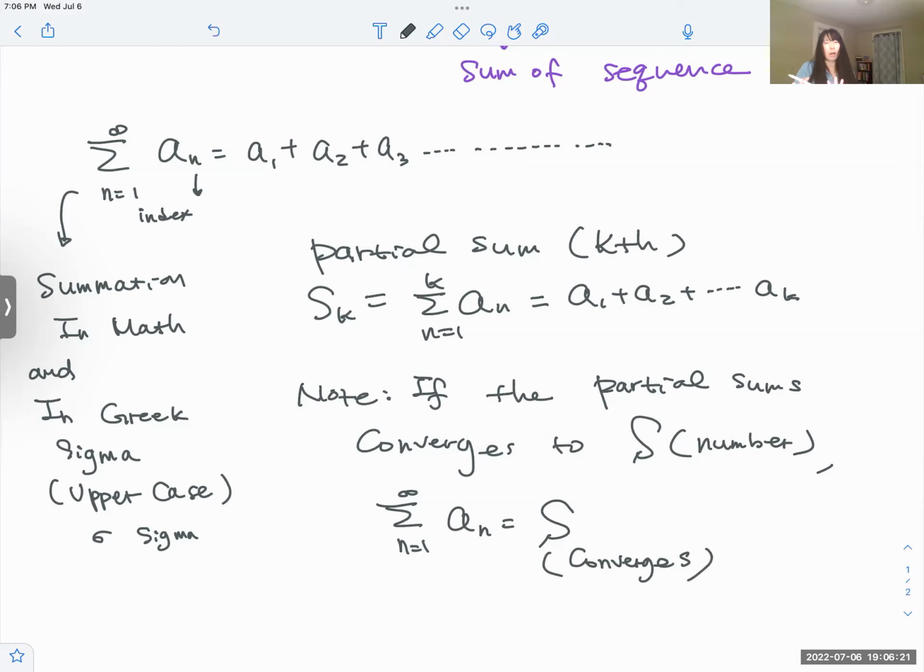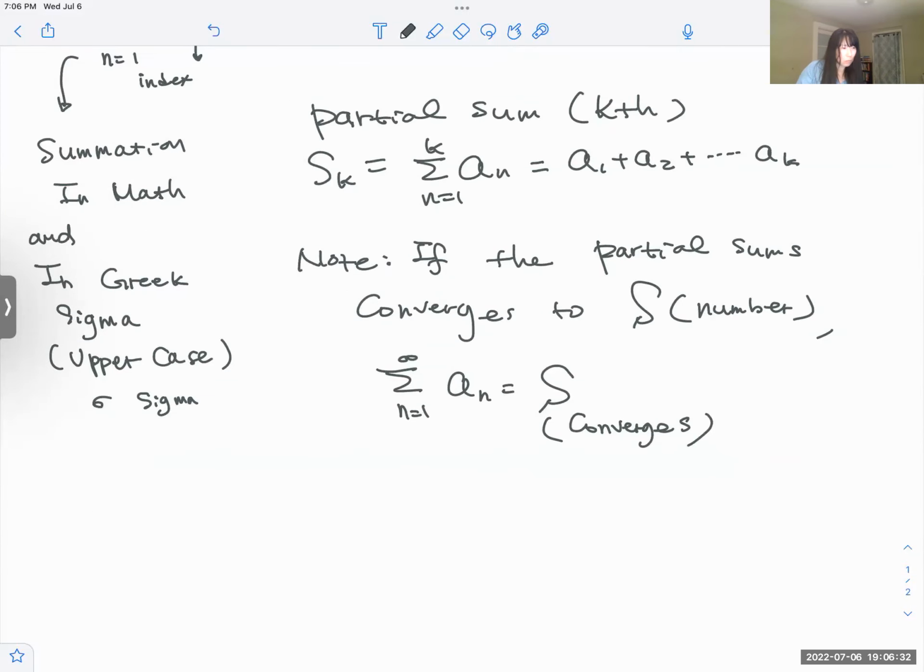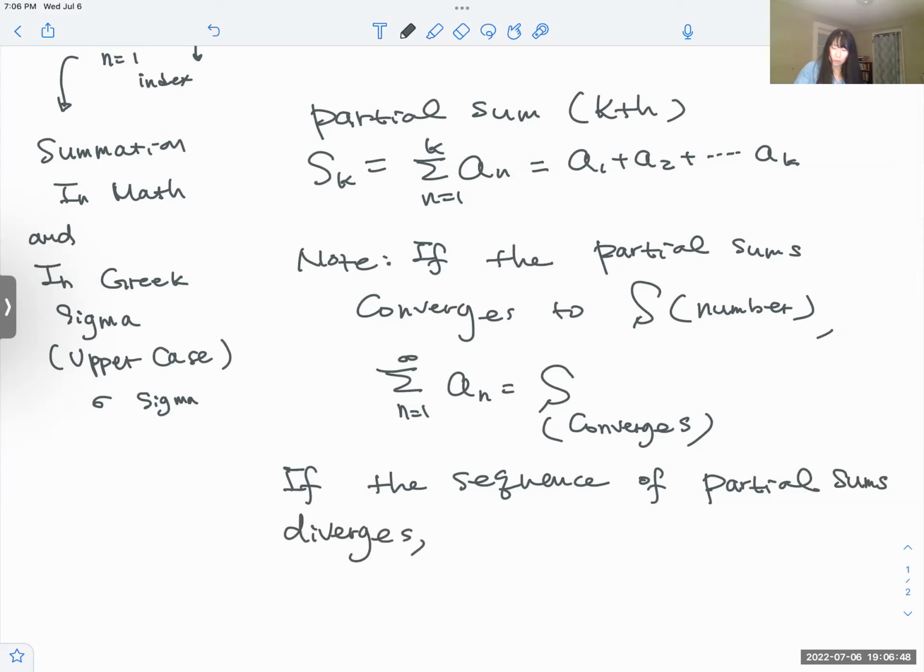All right. If the partial sum goes to divergent, then we can say that the whole series diverges as well, all right? If the sequence of partial sums diverges, so we have the divergence of a series, okay?